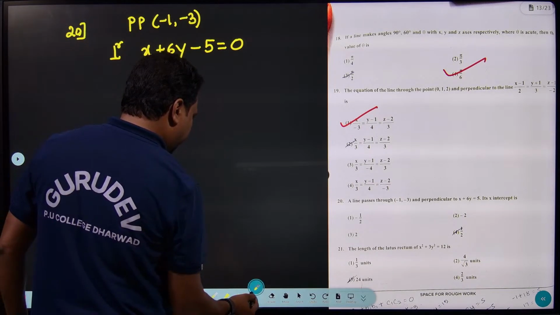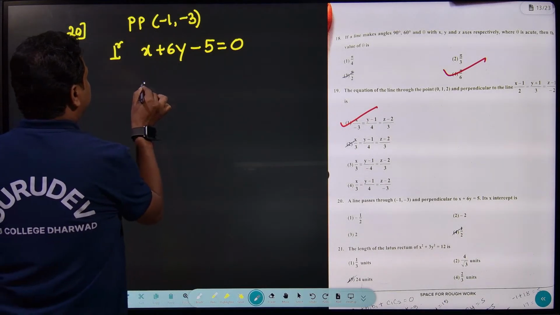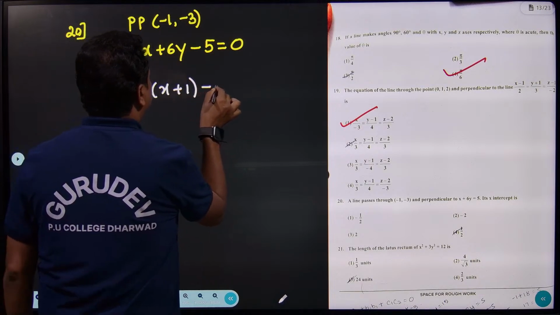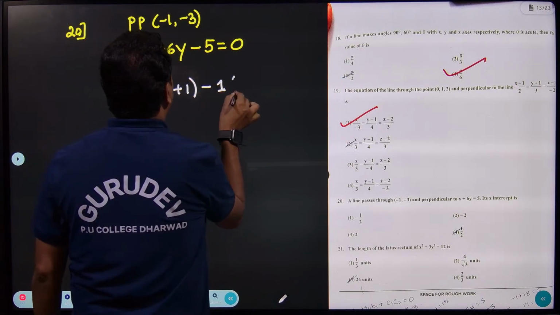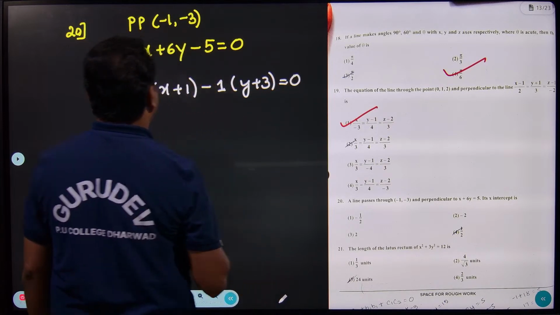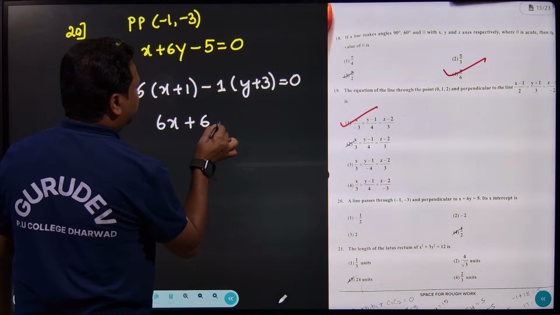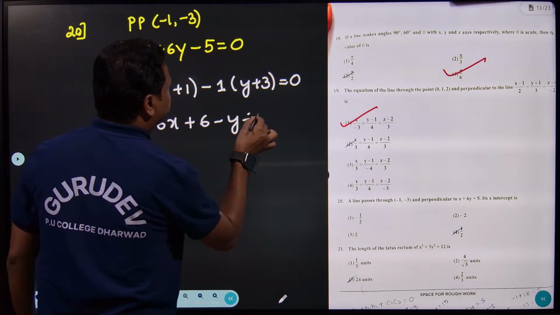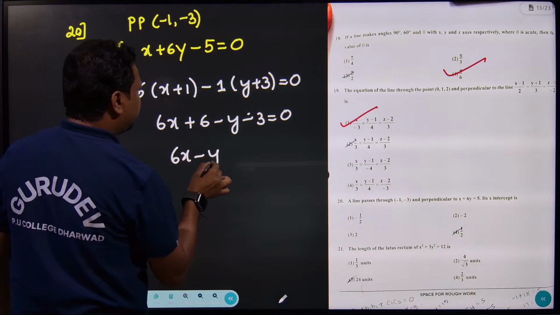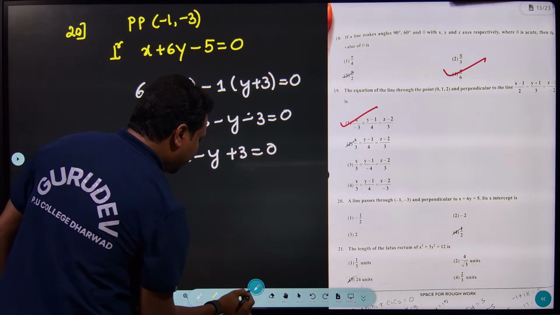So if I do this with a direct shortcut, 6 into (x plus 1) minus 1 into (y plus 3) must be equal to 0. This is the shortcut method. 6x plus 6 minus y minus 3 is equal to 0, so 6x minus y plus 3 is equal to 0. So they have asked for the x intercept.